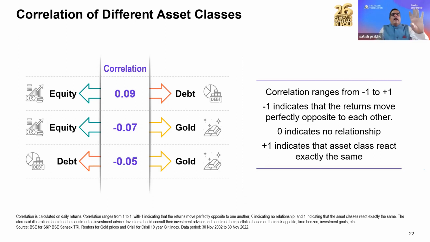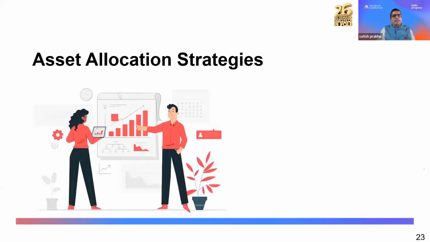Remember, I don't want you to know the numbers. The numbers could be technical, but remember the horoscope that I spoke about and the matchmaking. The horoscope will match when it comes to equity, debt, and gold because they have a low to negative correlation. So remember that. Do not put all your eggs in one basket. Do not put everything in equity. Do not put everything in gold. Do not put everything in debt, because they have a similar correlation.